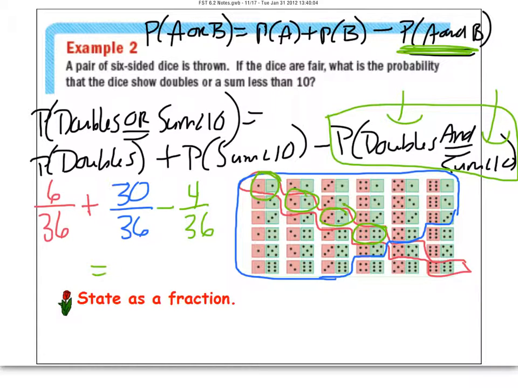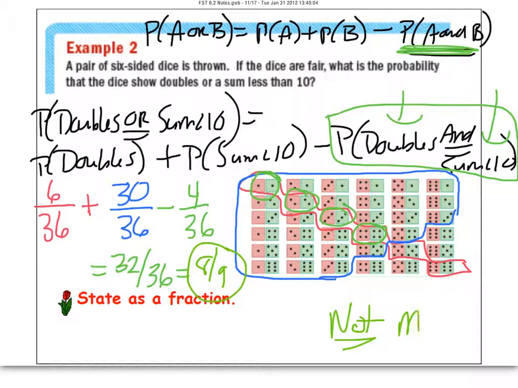When you do this, you're going to get that the answer is 32 out of 36. You can actually pull a 4 out of those, so it'll be 8 out of 9, or 8/9 is the answer. So in this case, the two events are not mutually exclusive, which means they did have something in common, so the third part of the formula did apply.